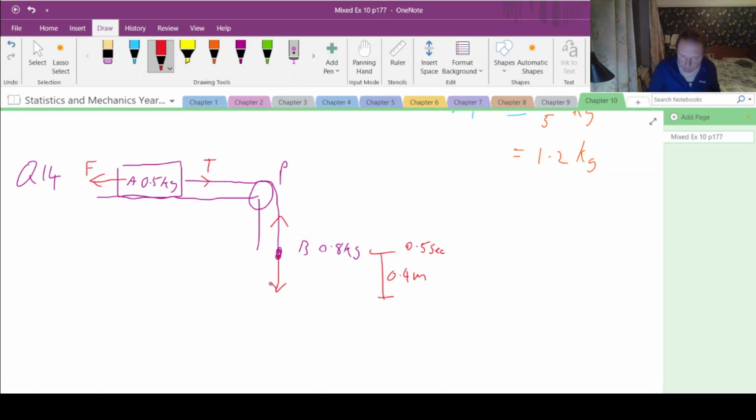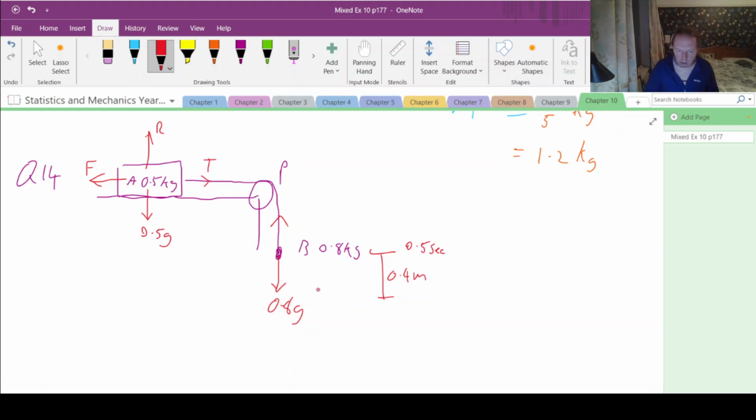The force that's moving this down is going to be 0.8 G. Just for the sake of it, I do have 0.5 G coming down here and a reaction force coming up here, but we're not really concerned about them. Modelling A and B as particles, calculate the acceleration of B.